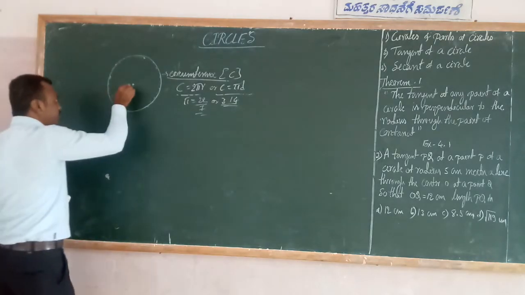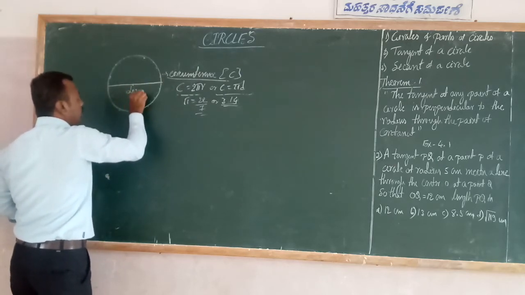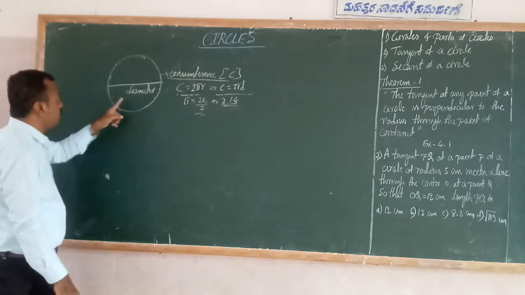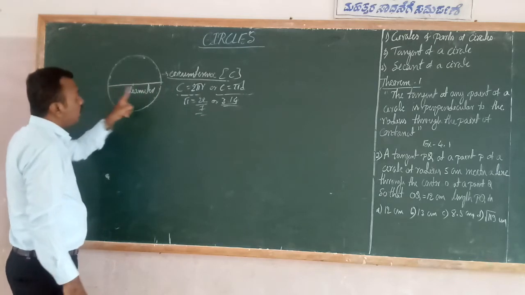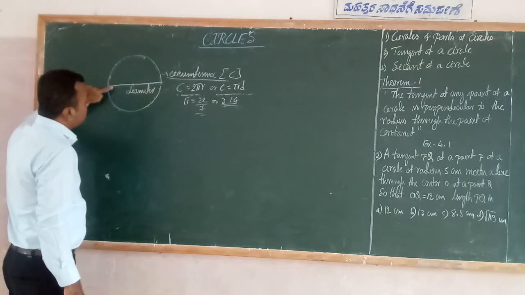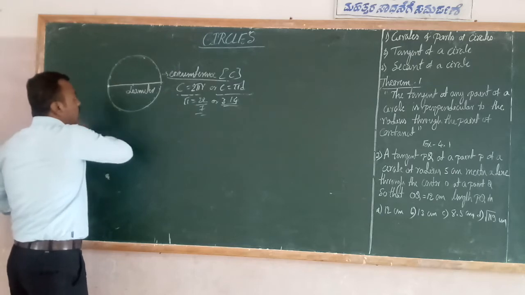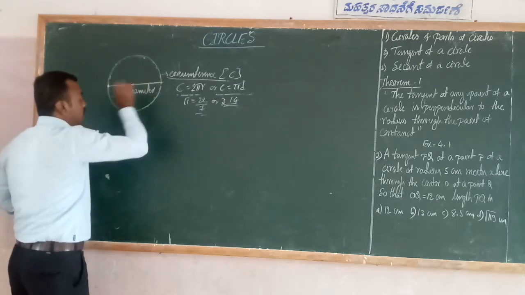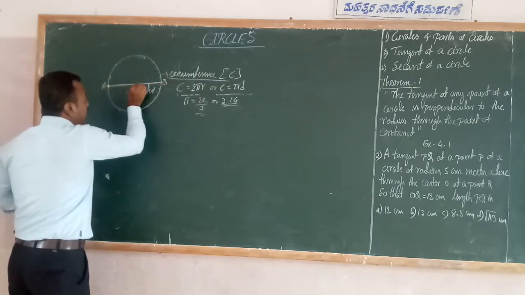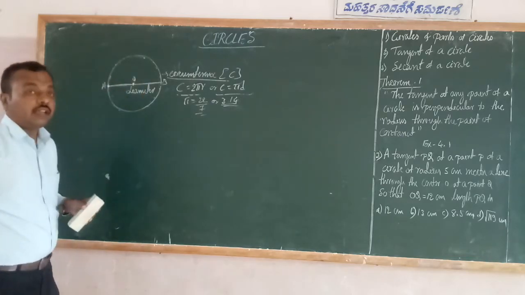Next, students, diameter. Radius we have already learned. Now, what do you mean by diameter? Diameter is the line segment joining any two points on the circumference of a circle, but that line passes through the center of the circle. See, this is one point of the circle and this is another point of the circle. This is A and this is B. I am joining A and B. It passes through the center of the circle. That length is called the diameter of a circle.